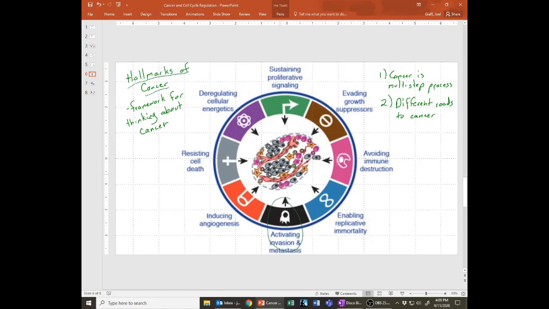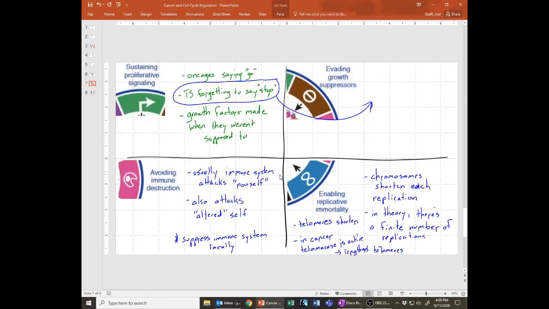So let's talk through each of those hallmarks for a little bit. First thing I need to mention is that I have an example here that needs to end up here, so I'm going to skip it when I talk through these.